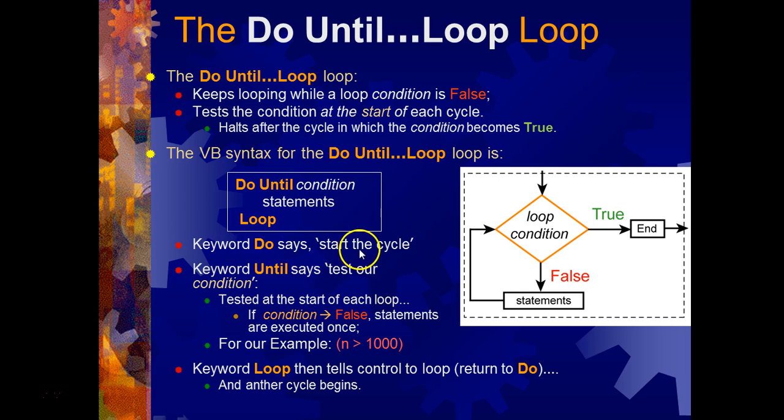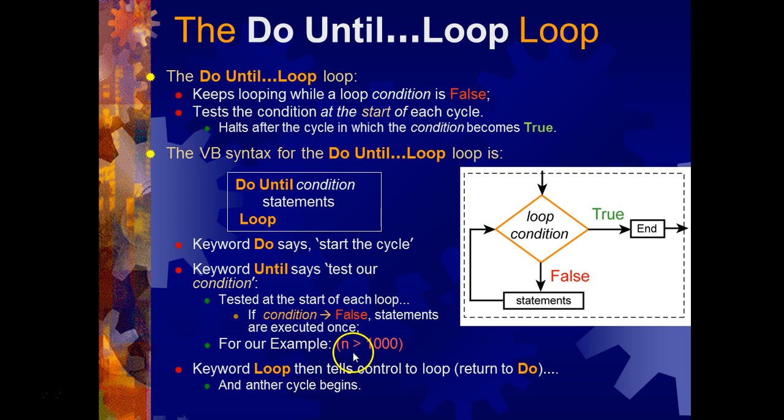Keyword do says start the cycle. Keyword until says test our condition, test it at the start of each loop. So we're doing it at the top. So if the condition is false, then we go and run these statements.